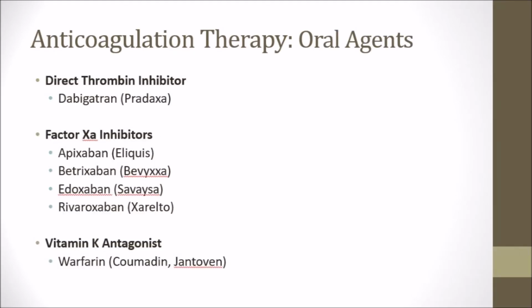Now we can move on to the oral agents that are used for anticoagulation therapy. They include the direct thrombin inhibitor dabigatran or Pradaxa, factor 10A inhibitors including apixaban, betrixaban, edoxaban, and rivaroxaban, and then also the vitamin K antagonist known as warfarin. These are very important because these are the only oral agents that can be used for anticoagulation, and patients would rather be sent home on oral therapy or managed long term with oral therapy rather than injectable therapy.